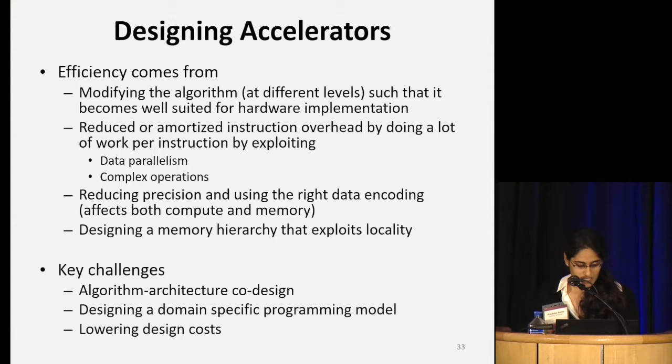There are very open challenges about the programming model for such things, because there is no standard, and that's something that I want to work on in the future. And then if you're going to go about designing accelerators for a whole bunch of applications, you have to figure out how to lower the design costs, because if you want to design one chip, it is going to take you 2 years to design that chip. So this is also something that I'm interested in working on in the future.